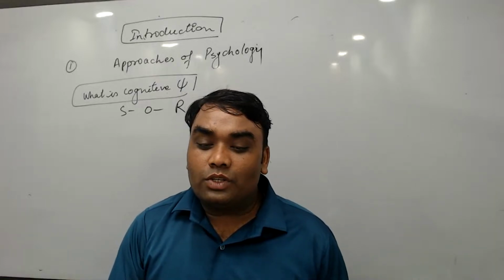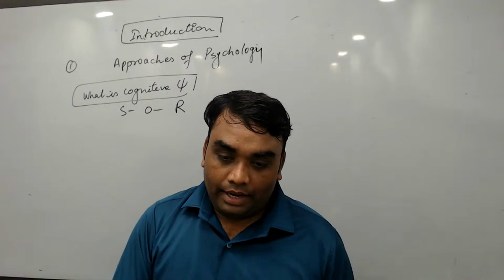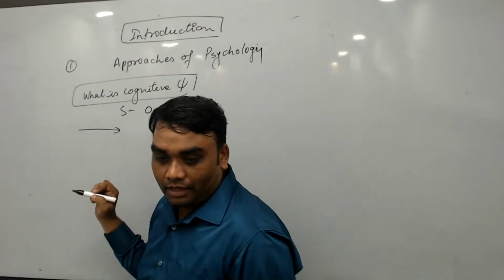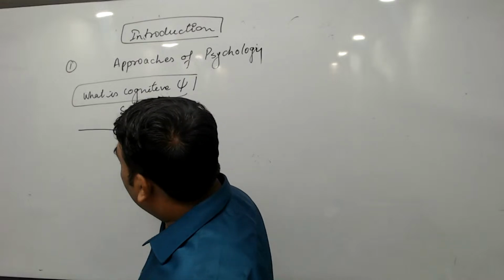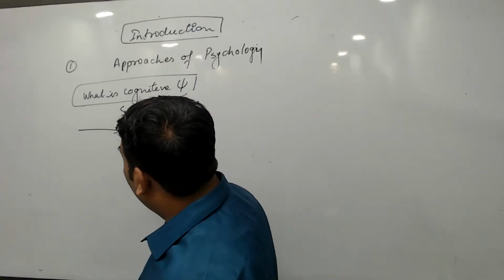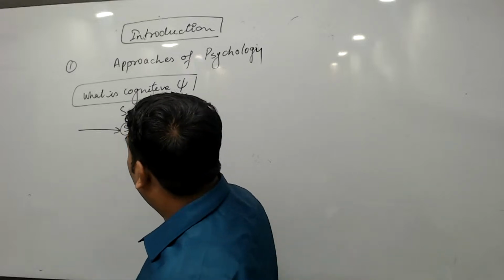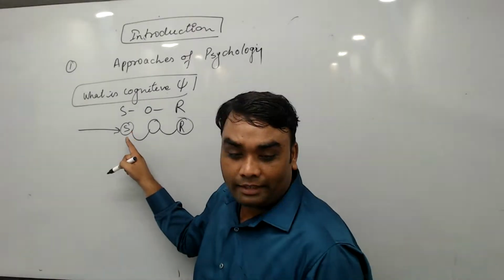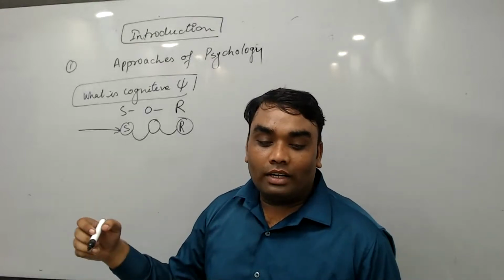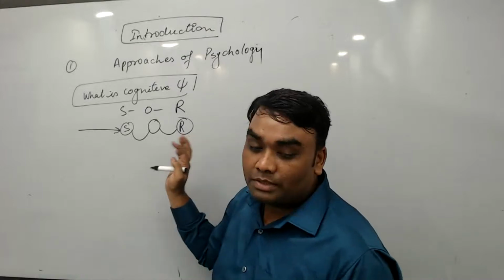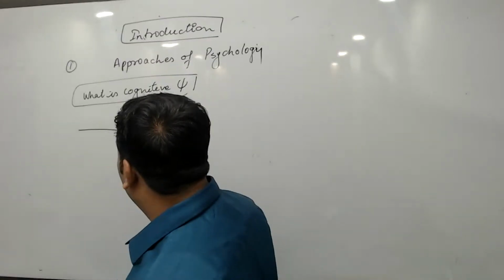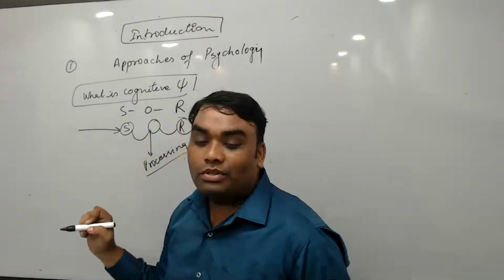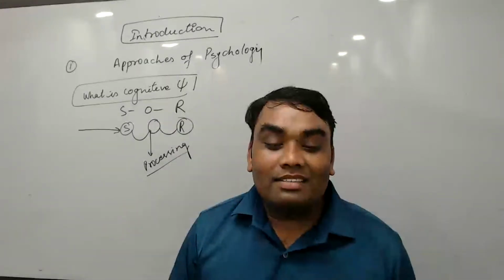Cognitive psychology uses which concepts? SOR. It means cognitive psychology believes the stimulus which we are receiving will be received by the organism, and the organism will produce a response. But this organism has what? A processing system. That processing system is considered as the mind.